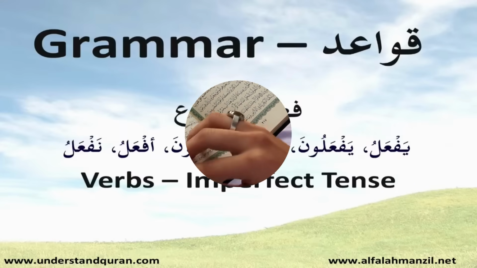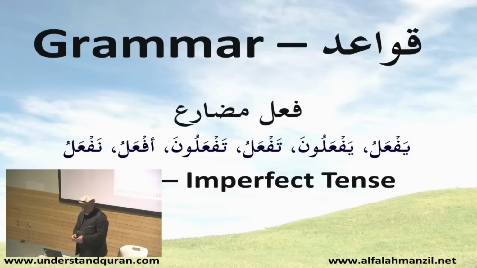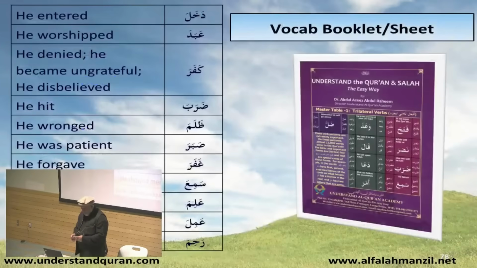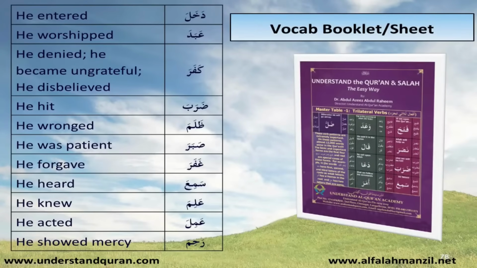Okay, inshallah, today our grammar session is about fi'l mudare. Fi'l mudare is the second tense in Arabic. It's also known as the imperfect tense. We'll talk about it in a little bit. TPI, we've been using it.